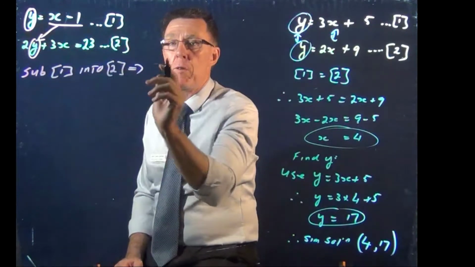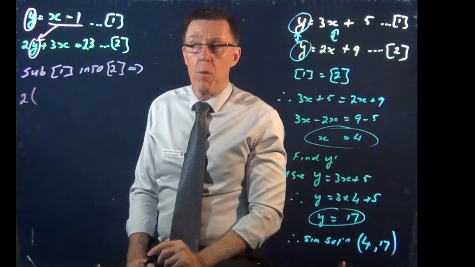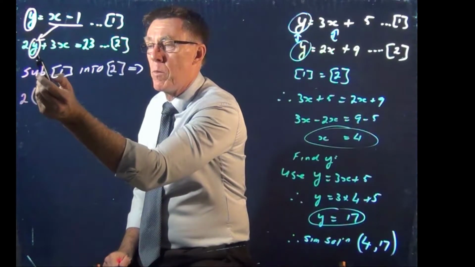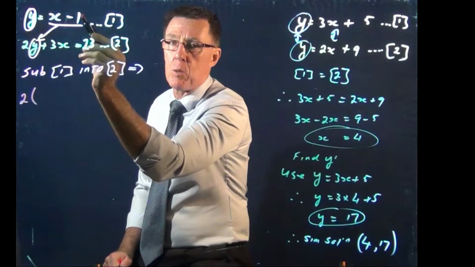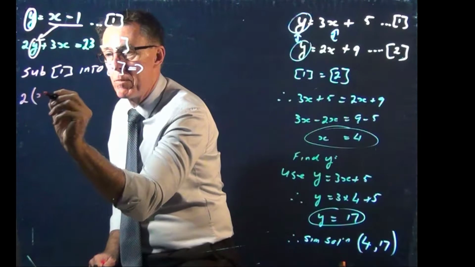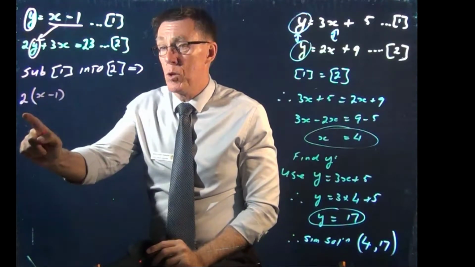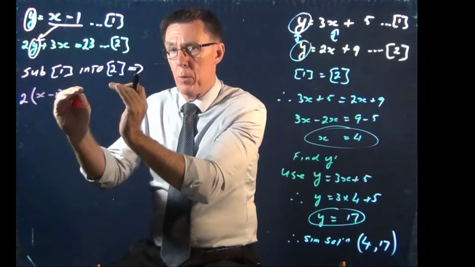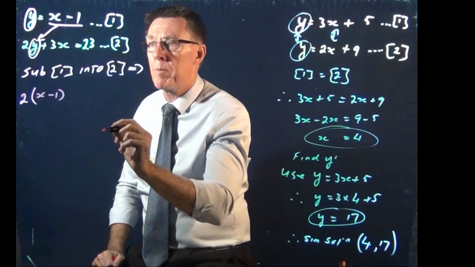So equation 2, reading from left to right, it says 2 multiplied by. 2 multiplied by what? 2 multiplied by a y value. I'm going to take y out and replace it with its equivalent value, x minus 1. So 2 times y is the same as 2 times x minus 1. Remember to put the brackets in, that's very important. Put that one in your notes, you need to do that.